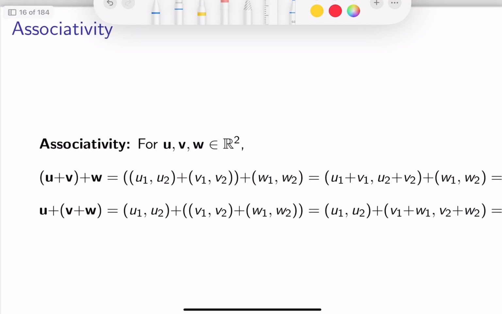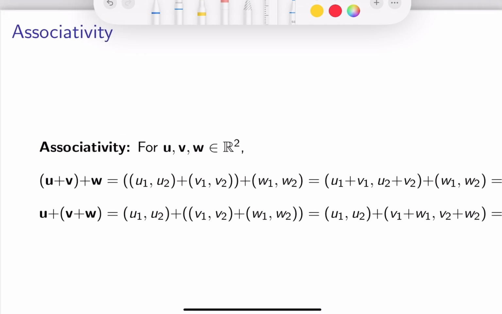Associativity, I'm gonna leave it as an exercise for you, but you do exactly the same. You expand the whole thing and then you regroup them. For example, here you require u plus v plus omega to be the same as u plus v plus omega. And the way you do this is by expanding the whole thing and writing them, and then you just use the associativity of R, right? So I'm gonna leave this as an exercise for you.